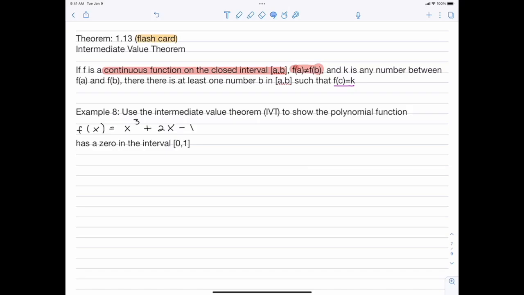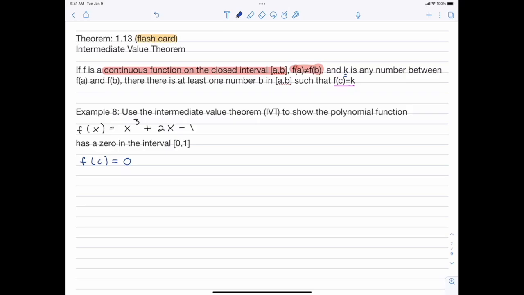So the first thing I want to do is look at example 8. Let's see what it's saying. Here you have this polynomial function, and we want to show that there has to be a 0 on the interval from 0 to 1. If there's a 0, what we're really saying is f of c has to equal 0. So our k in this case is 0. Okay, so we've identified what we're looking for: some c on the interval from 0 to 1 such that f of c equals 0.